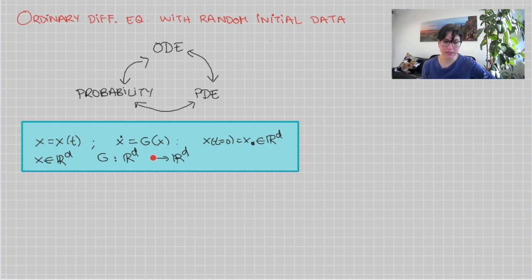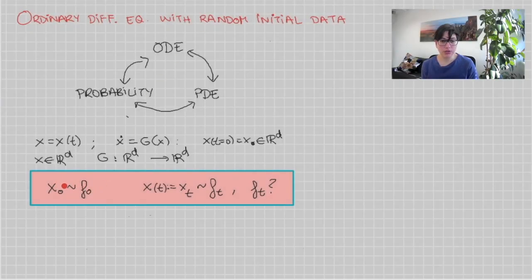And I'm going to assume that g is regular enough so that when I start from some initial data, x0 in Rd, I have existence and uniqueness of solutions. Now the question is, suppose that actually I don't know exactly the initial data. The only thing I know is something about this initial data, and is that it follows some law that I call f0. So x0 is a random variable, and that implies that x of t, that I will denote by this little xt, is also a random variable, so it's going to follow a law that I call f of t. The question is, what is this f of t? What is the law of xt?